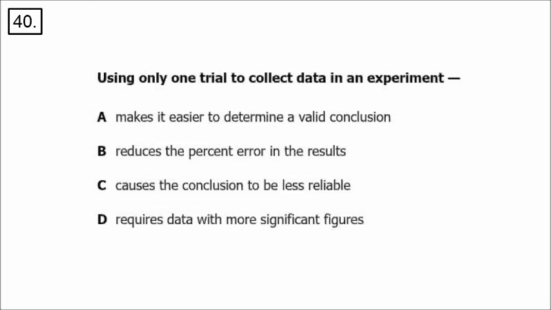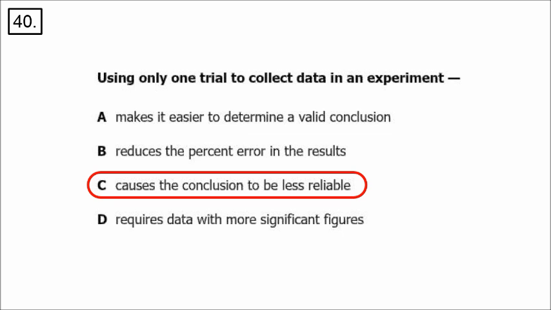Alright, in this question, it starts out saying using only one trial to collect data in an experiment. Now we normally like to do multiple trials and report the average. It's better to get lots of data and then decide if it's reliable and precise and hopefully accurate. So if you have only one trial, then you're not going to be sure if the experiment is reliable. It causes the conclusion to be less reliable. You would want to take multiple trials in an experiment. So having only one trial, you're less reliable.